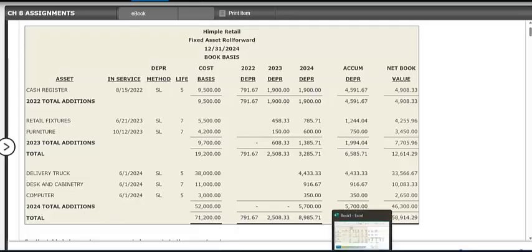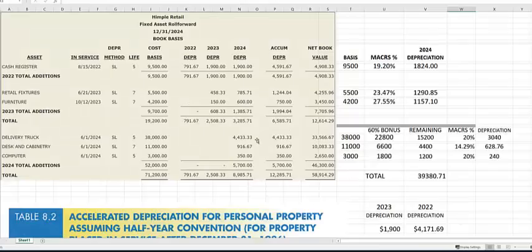So let's move over to this spreadsheet where I can show you some of those calculations. So we have our cost basis, and I've just moved that over. And we'll start with the 2022 asset. We've only got one, it's a cash register. So we need the depreciation for year 3.